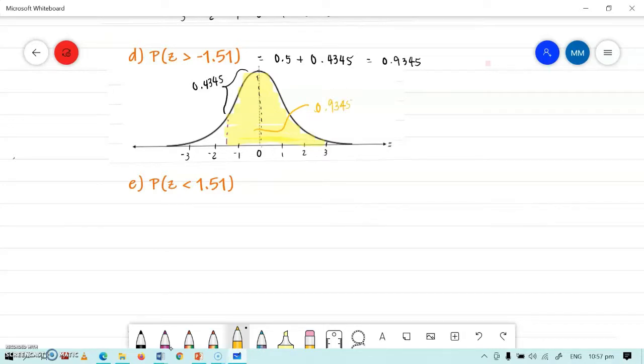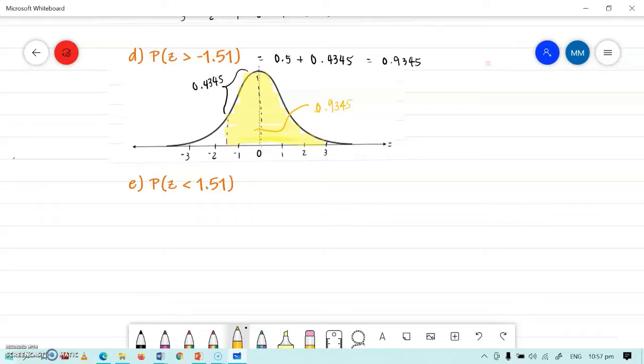0.9345. So I hope it's already clear when to add and when to subtract 0.5 to our areas under the normal curve. Okay?